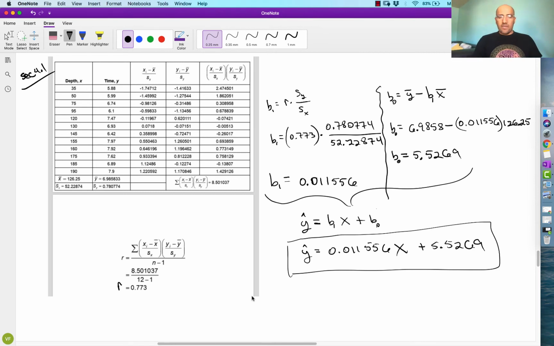Okay, so what does that mean? That means that if we create our scattergram, this is the line that does the best job of approximating the relationship, the positive linear relationship that exists between these two variables. All right, let's confirm that. Let's go back to our calculator.